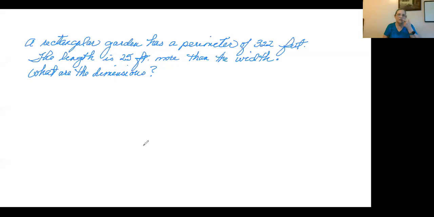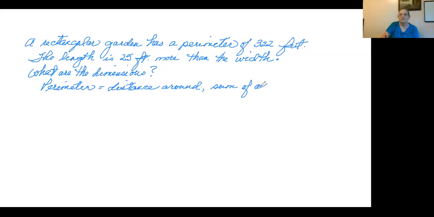Let's talk about some standard geometry problems that are done in algebra. For instance, here we have a rectangular garden which has a perimeter of 322 feet. Perimeter is the distance around, don't forget. In other words, it is the sum of all the sides.